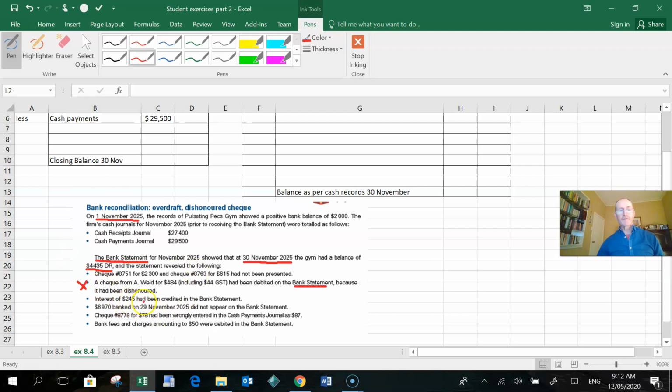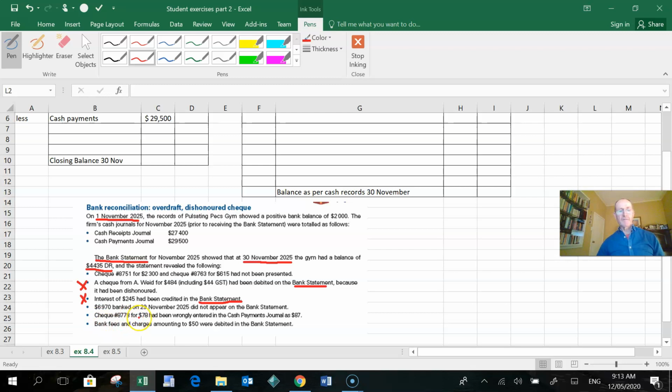Interest of $245 has been credited in the bank statement. Right, so that's on the bank statement. Therefore, we won't know about it. Put an X beside that one. We need to add that one in. $6,970 banked does not appear on the bank statement. So it doesn't appear on the bank statement, so it needs to go over here. Right? So it's not a change to our records. We've banked it. It just doesn't appear on the bank statement.